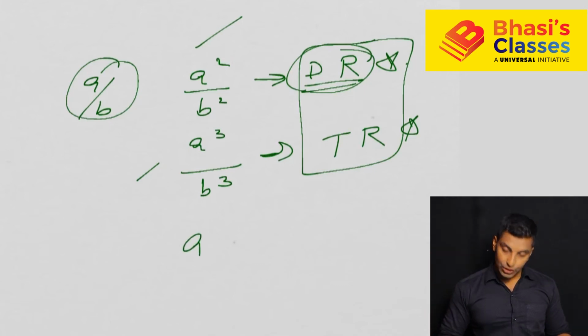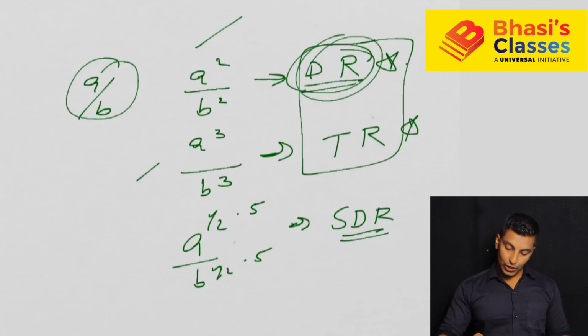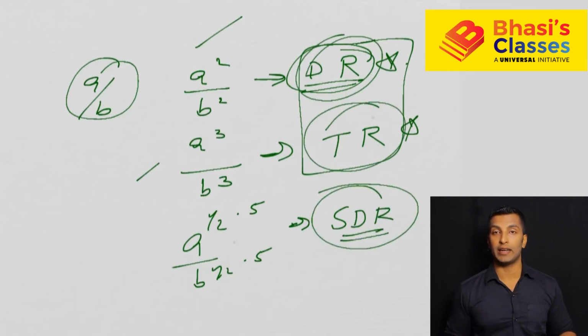That is a raised to 1 by 2 and b raised to 1 by 2, or a raised to 0.5 and b raised to 0.5. What we call this is a sub-duplicate ratio. Okay, so this is duplicate ratio, triplicate ratio, now sub-duplicate ratio. So these 3 words need to be known to you.